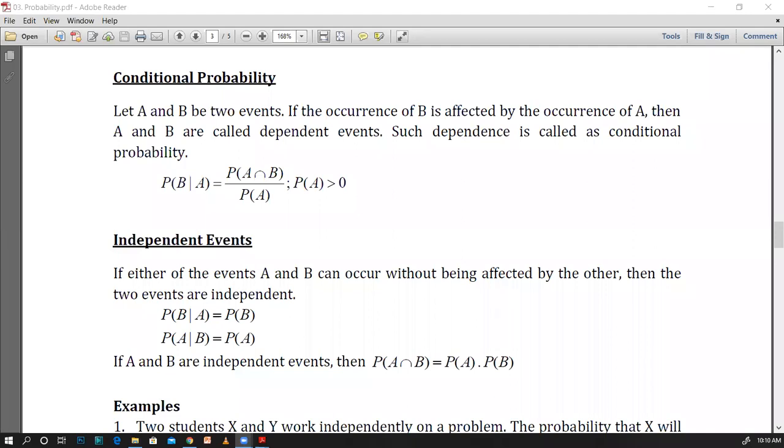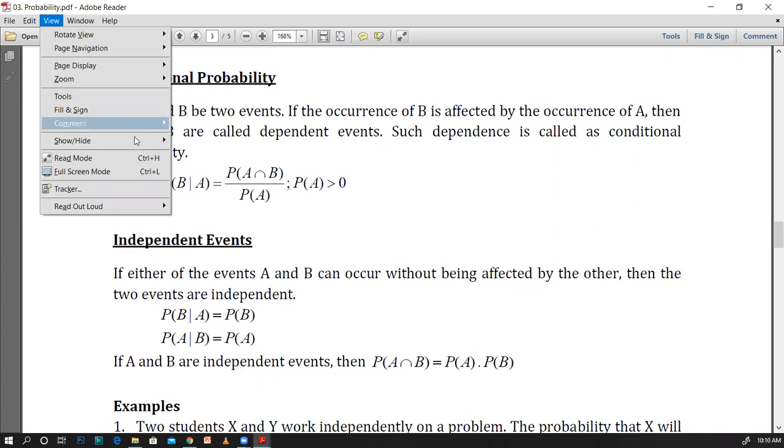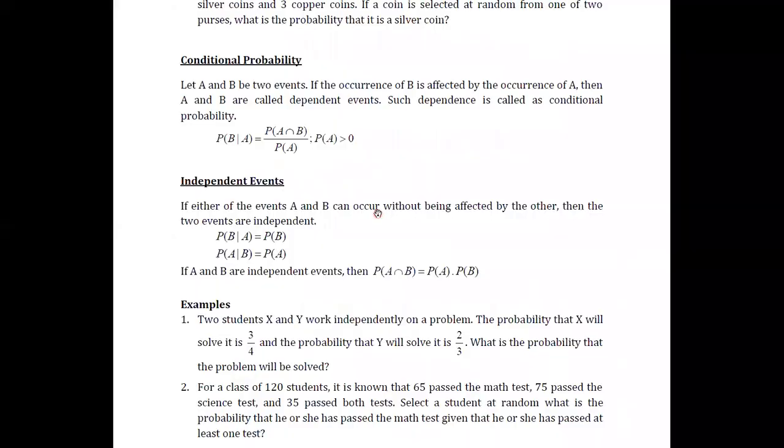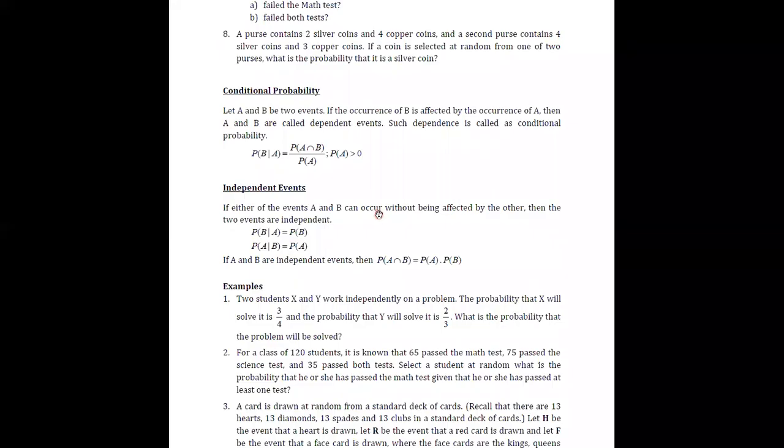In this session, I will start discussing from the conditional probability. Suppose that we are having two events, event A and event B. If the occurrence of event B is affected by the occurrence of event A, then we are calling such events the dependent events.